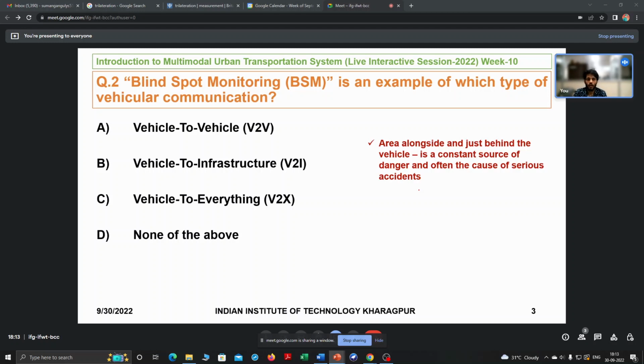So how do you monitor that blind spot so that it can be enhanced, right? Let me tell you the answer. It will be vehicle to vehicle. Suppose you have a vehicle here, and your vehicle is telling you that there is a vehicle maybe 50 meters behind you, along with the angle and other information and the speeds. Then you know that there is a vehicle, so you will act accordingly to avoid accidents, right? It will give you a kind of warning. So it is a vehicle to vehicle interaction system.